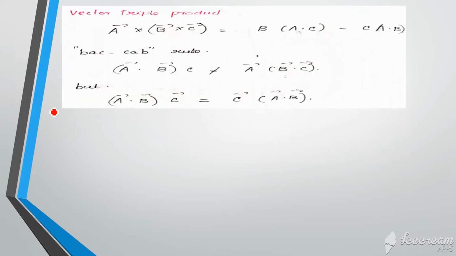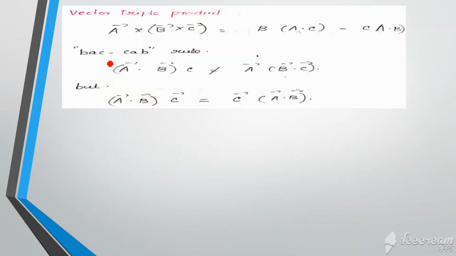Then vector triple product, A vector cross B vector cross C vector is equal to B into A dot C minus C into A dot B. This rule is called the BAC-CAB rule. We need to memorize this one, then easily we can write this formula. So in vector triple product, A dot B into C is not equal to A dot B dot C, but A dot B into C is equal to C into A dot B.